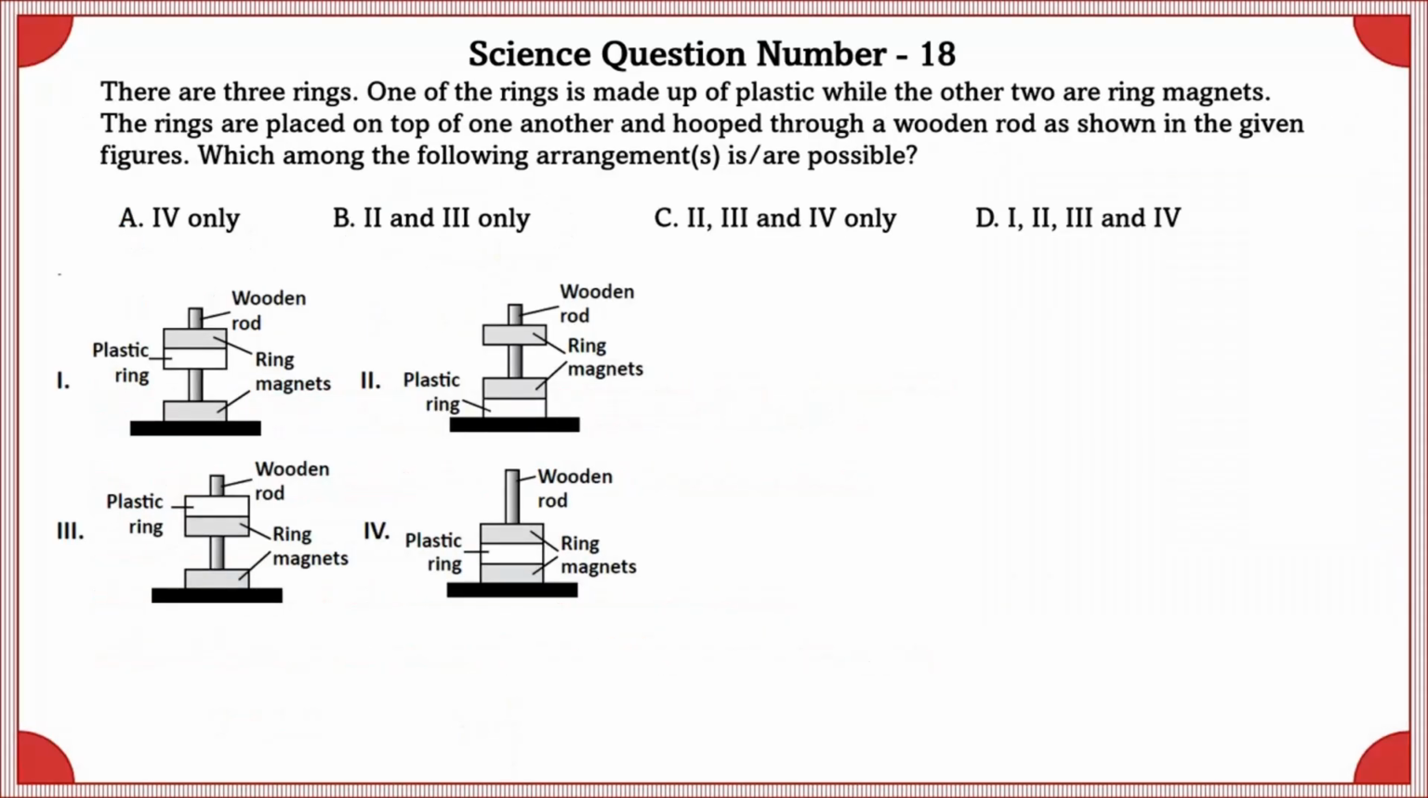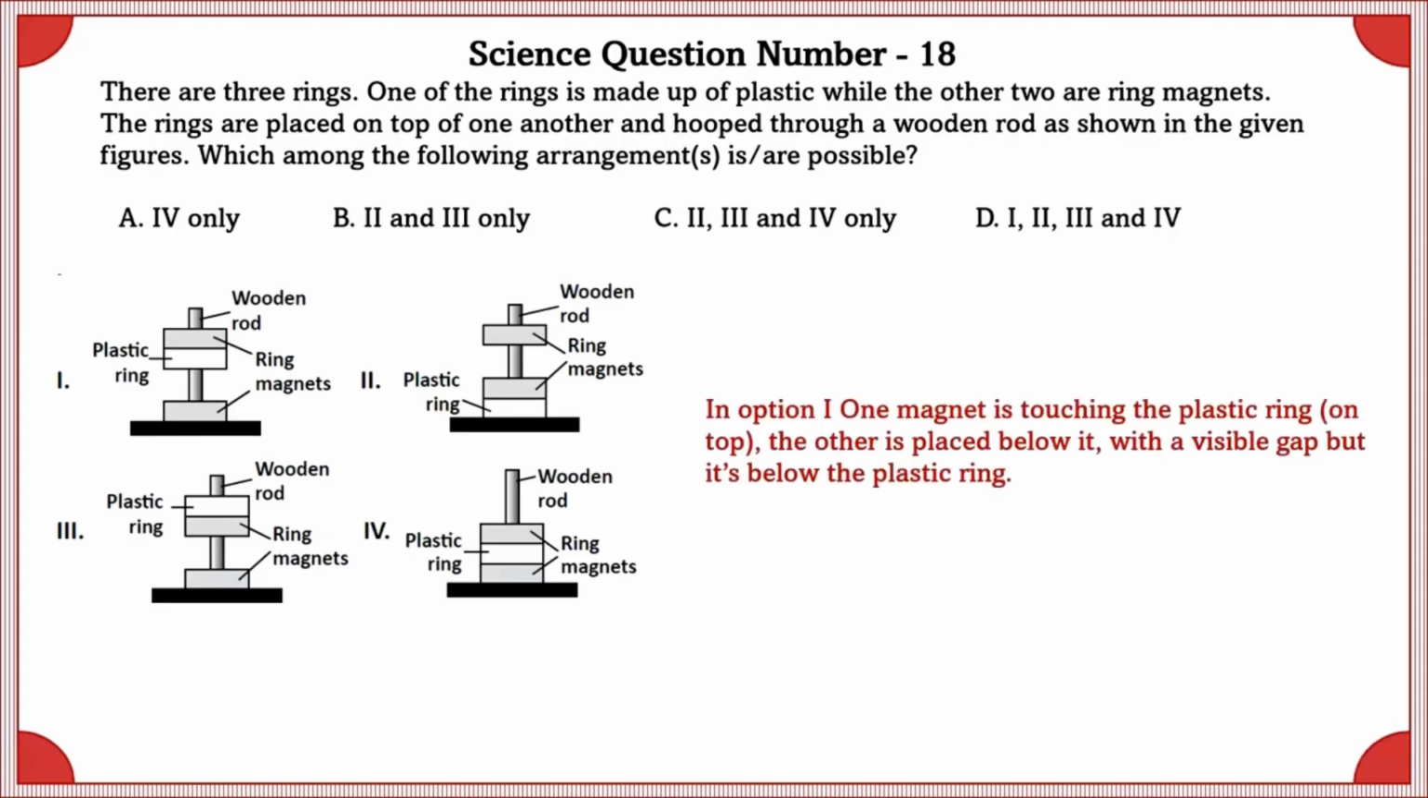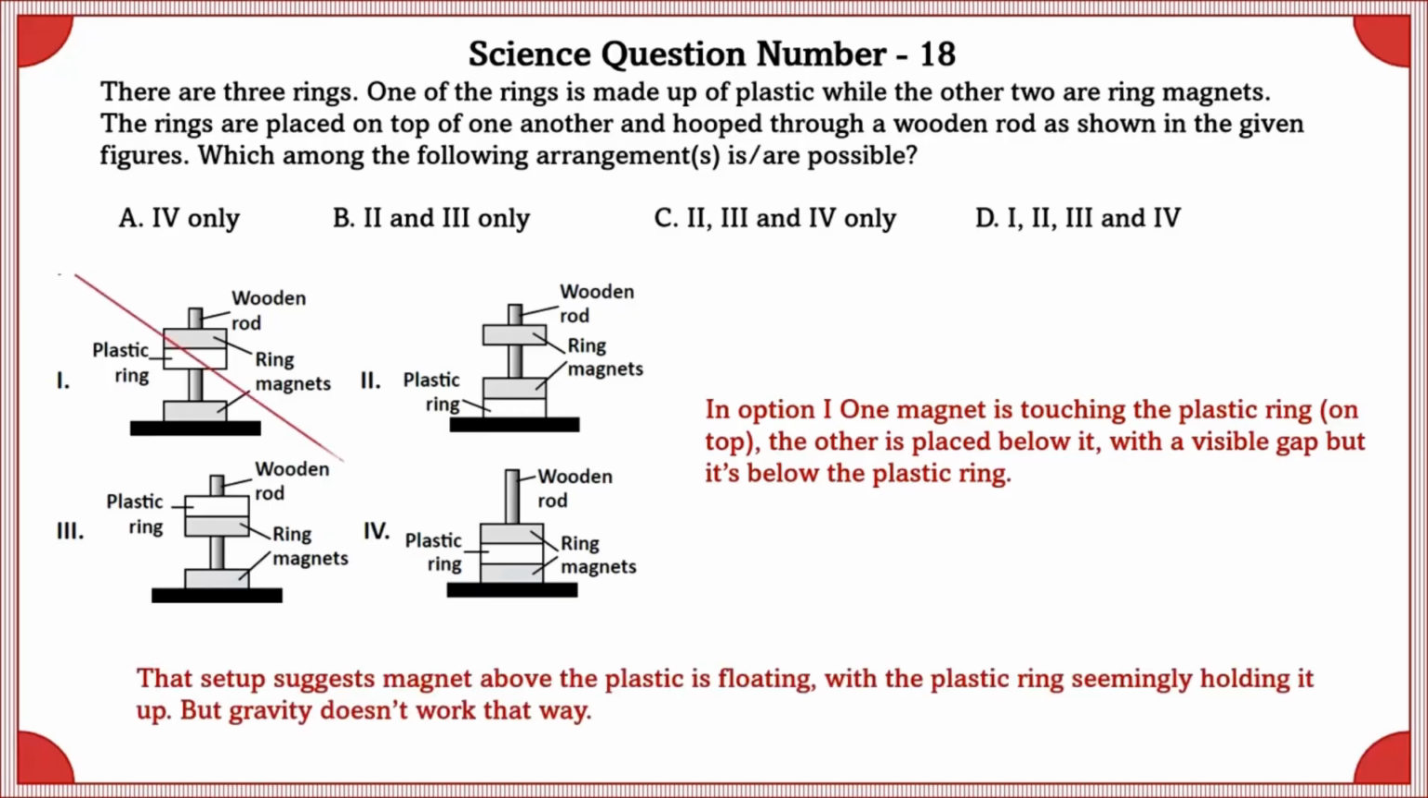Science question number 18. There are 3 rings. One of the rings is made up of plastic while the other 2 are ring magnets. The rings are placed one on top of each other and hooked through a wooden rod as shown in the given figure. Which of the following arrangements is or are possible? In option 1, one magnet is touching the plastic ring on top. The other magnet is placed below it with a visible gap, but it's below the plastic ring. That setup suggests magnet above the plastic is floating, with the plastic ring seemingly holding it up, but gravity doesn't work that way. So, only 2, 3 and 4 are possible.